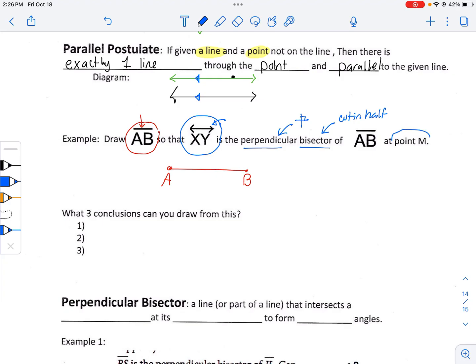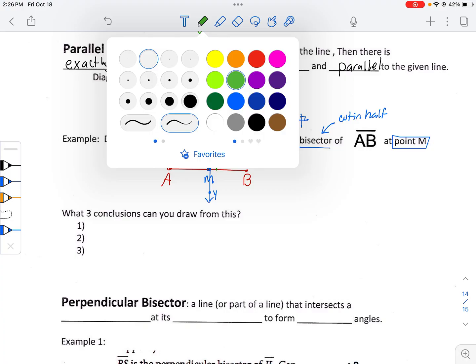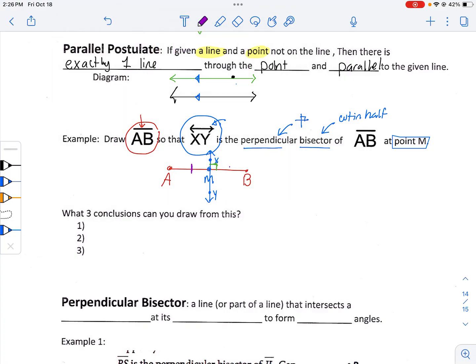And it says at point M, so that means the halfway spot is M. If I go back to AB, mark the halfway point, and call that M, then I'm going to draw this line going through it. This line is XY, so I'm going to add XY to that line. I want to show that this line is perpendicular, so I need to put in my little right angle. And I need to show that it's a bisector, so I'm going to mark the two sides of AB as being congruent. What are the three conclusions we can draw from this picture?